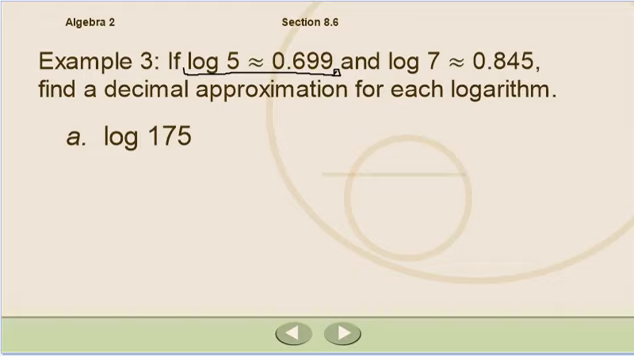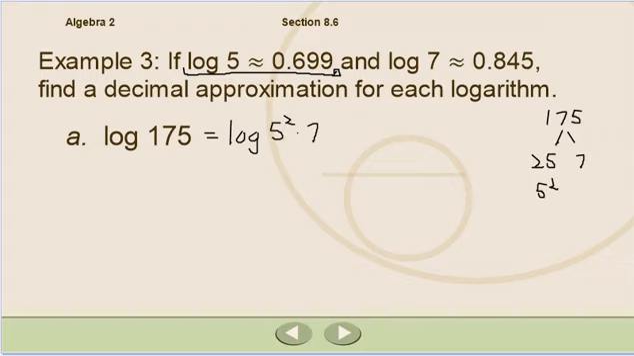Well, what we need to do, we know we have a 5 and a 7. So we're going to try to figure out, does 175 involve 5 and 7 at all? So if we think of 175 over to the side here, I'll write this. 175, good old factor tree, is 25 times 7, and 25 is 5 squared. So really, we can write this as log base 10, but not written there, of 5 squared times 7. And that's good because now we have log of 5 and log of 7.